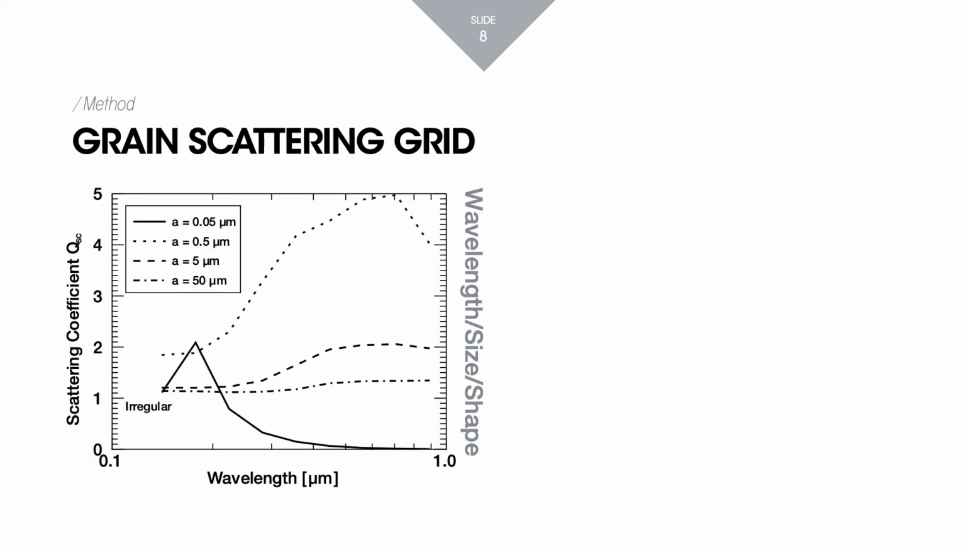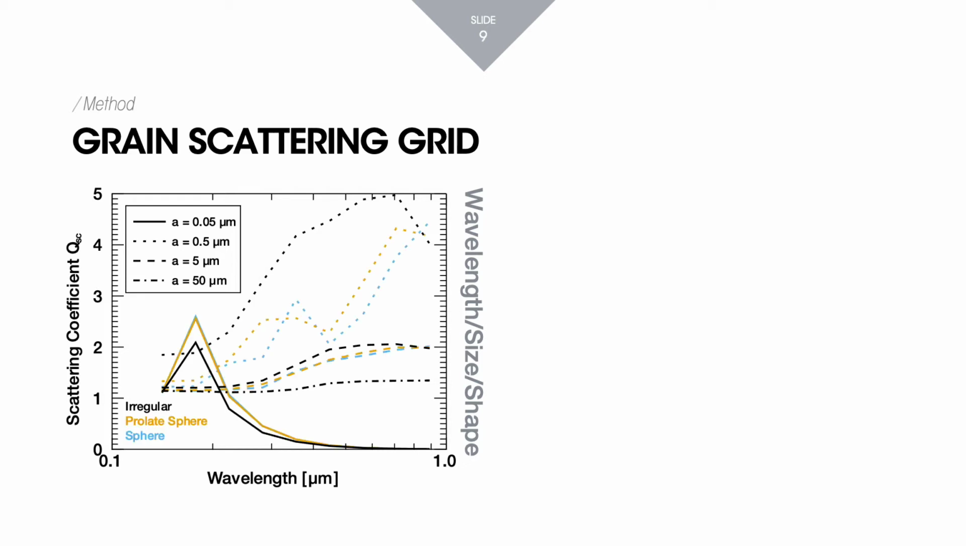We now show a preview of some of the grid scattering properties. Starting with the figure on the left, we show the scattering coefficient Q-scat over different size regimes indicated by line style for irregular grains. Effective grain radii range from 0.05 microns to 50 microns. Differences in scattering coefficient due to grain size can be observed. The absorption increases dramatically at short wavelengths, where scattering is less and dominated by the diffraction component.